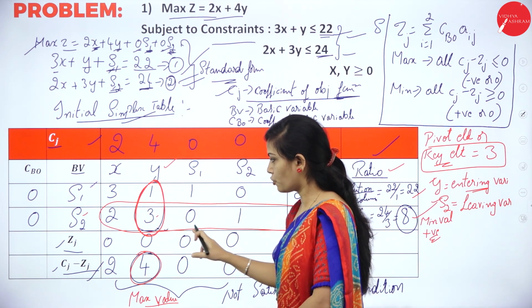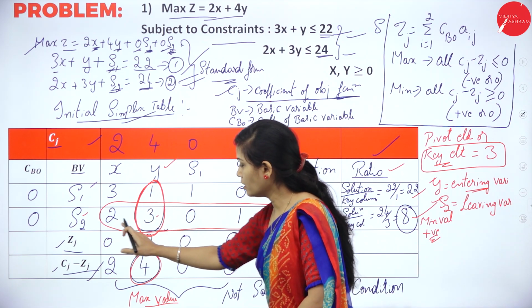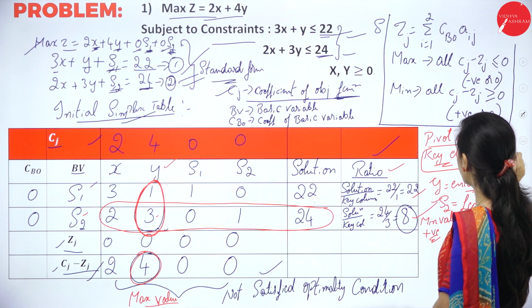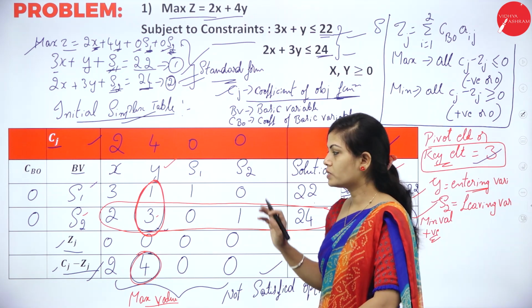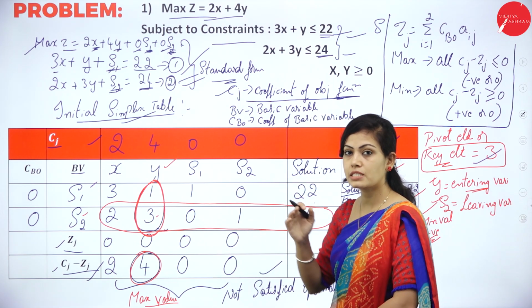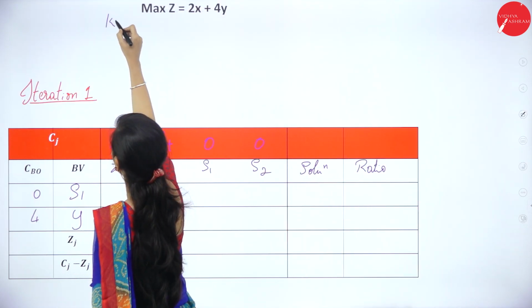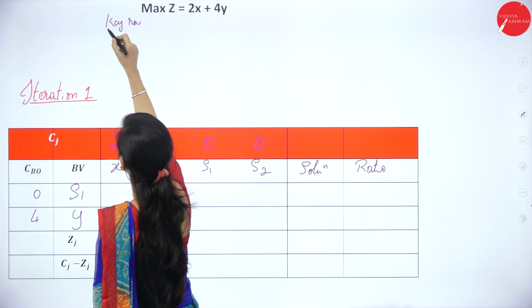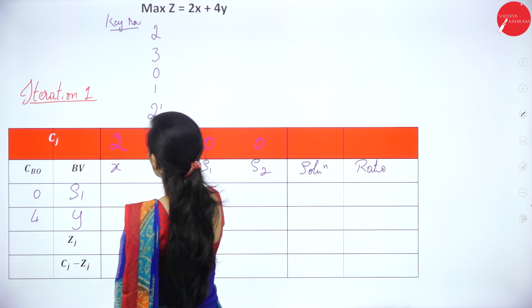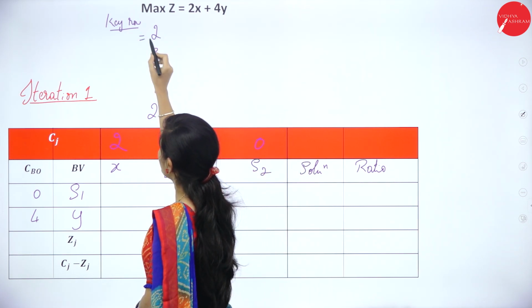So, this is the key row and this is the non-key row. First you have to find the key row. So, here what is the key element? Pivot element is 3, key element is 3. Using the key element, we can find the key row values. First, list all the key row values: 2, 3, 0, 1, 24. List all the key row. So, this is my key row.